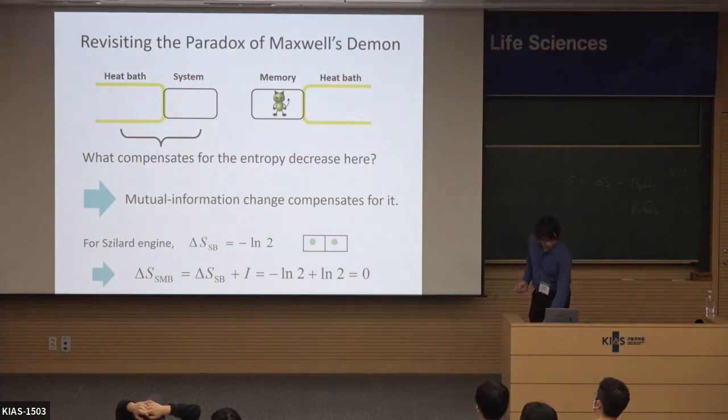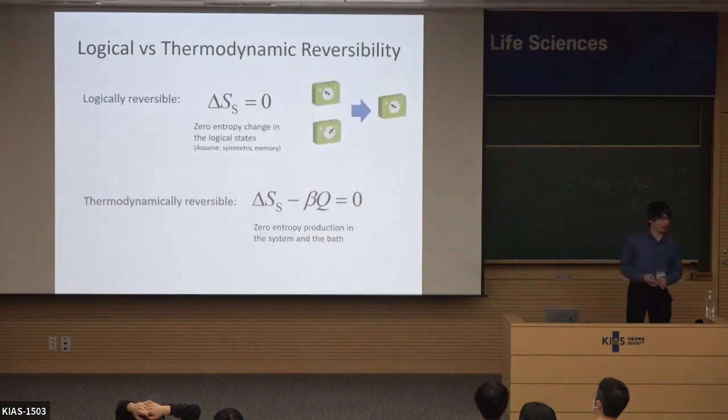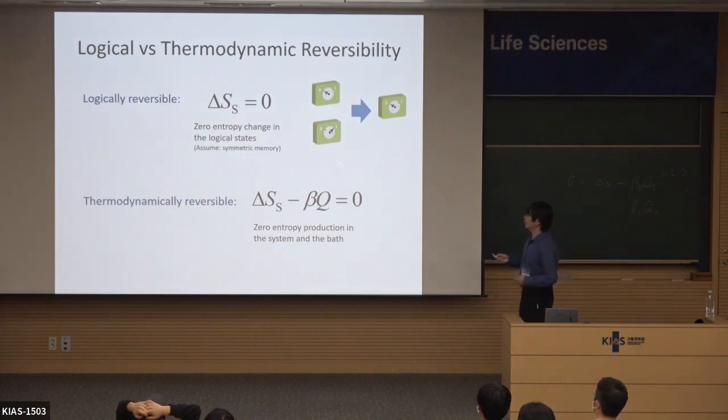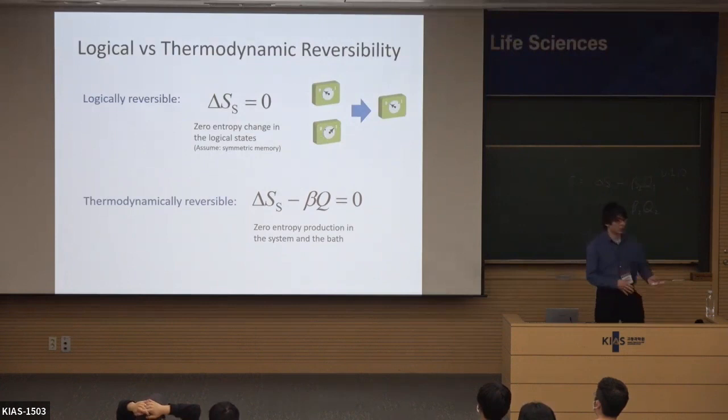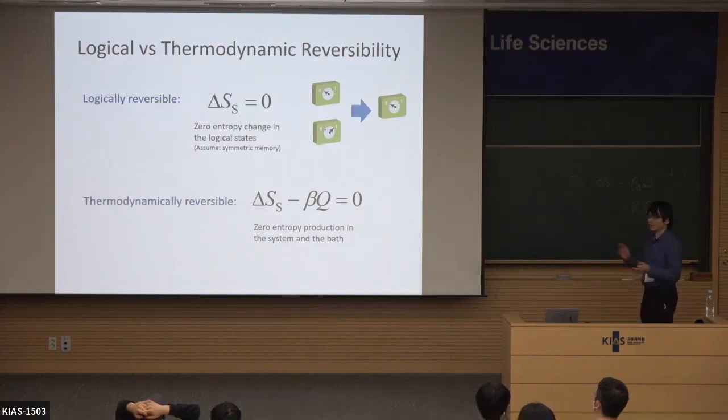Okay, and at this point I'd like to emphasize the difference between logical reversibility and thermodynamic reversibility. This is a kind of historical matter. I think Bennett first considered the connection between logical reversibility and thermodynamic reversibility. In his terminology, logical reversibility means that the initial logical state can be recovered from the final logical state. For example, just a bit flip is a logically reversible process, because 0 becomes 1 and 1 becomes 0, and we can recover the initial state trivially.